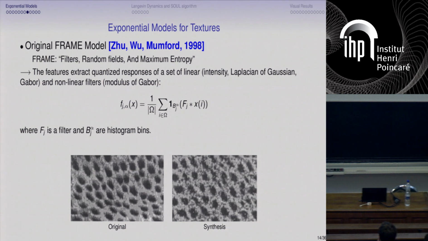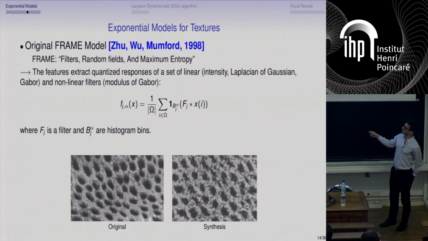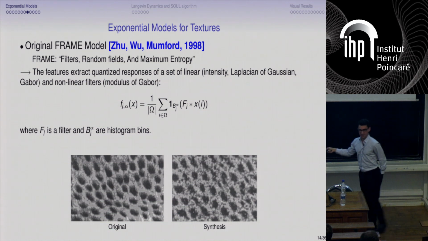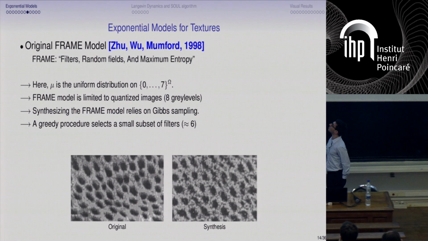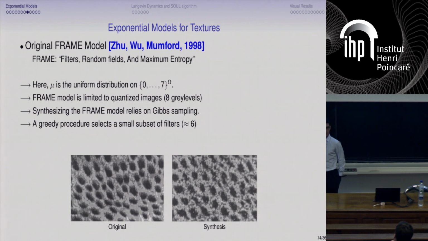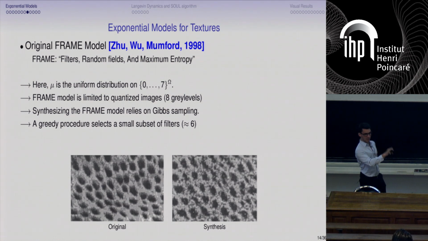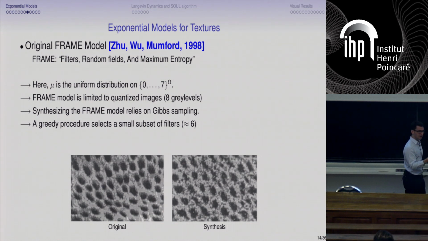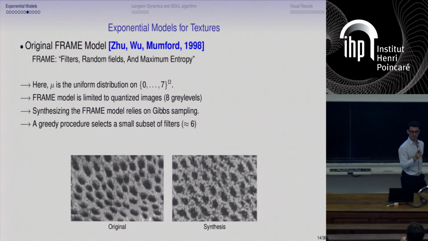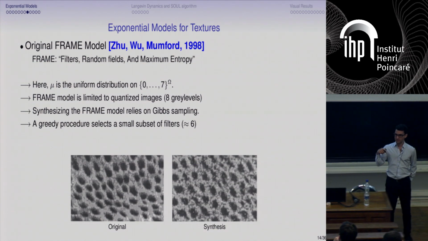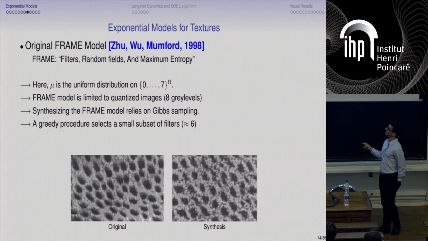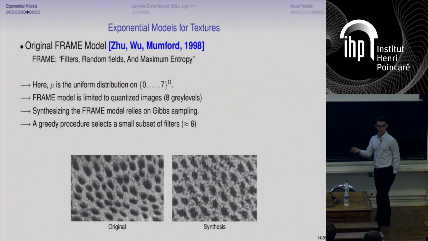And with this model, they are able to synthesize textures like that. As you may see, the image looks a bit ugly because actually their model is discrete. So it stands in a discrete framework with 8 quantized images in the experiment. And they rely on a Gibbs sampling strategy for this Markov chain. So this is very, very long to converge. And the estimation of the parameter is also very long.